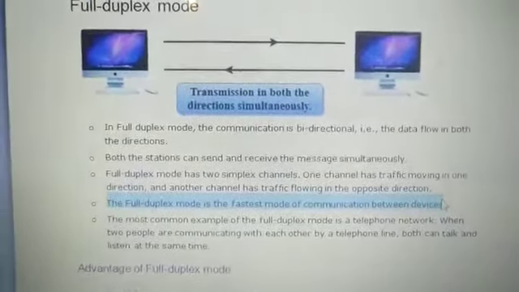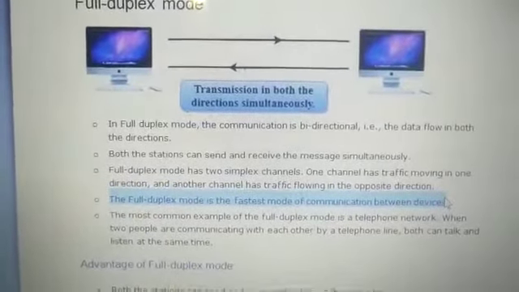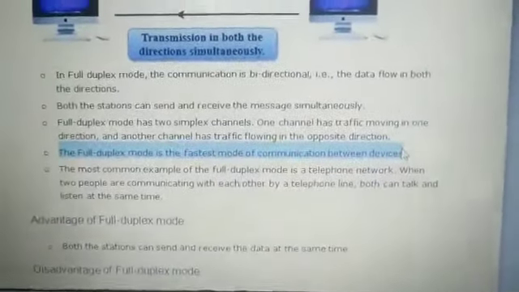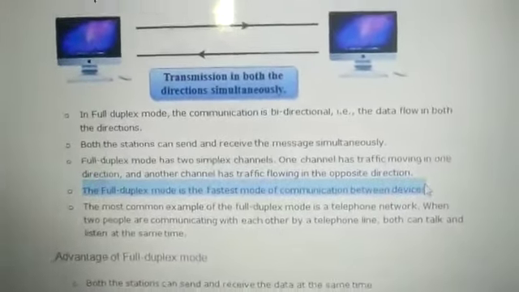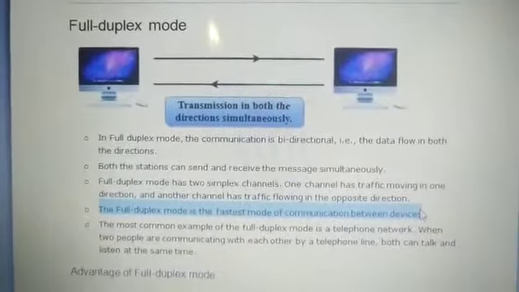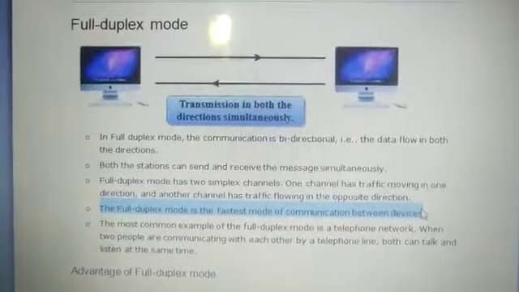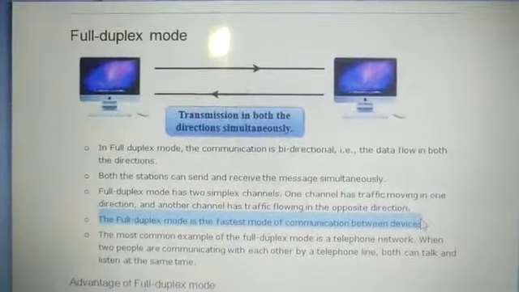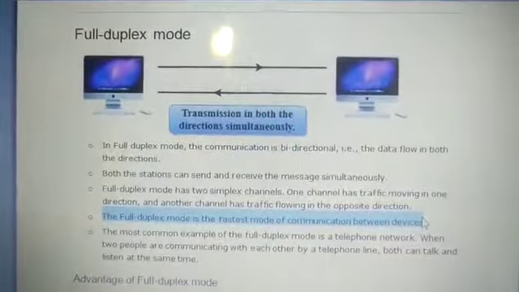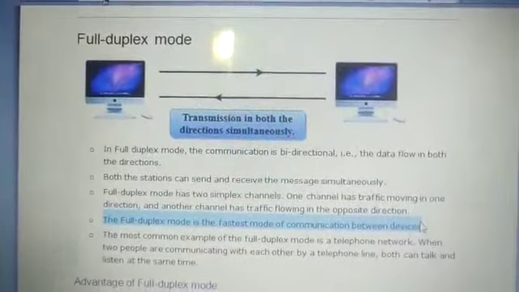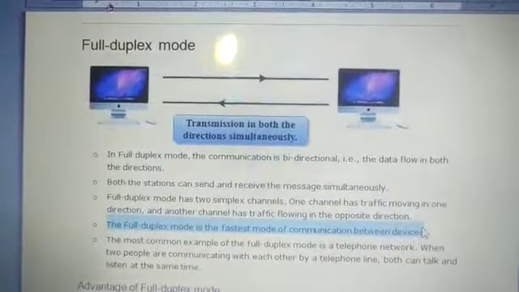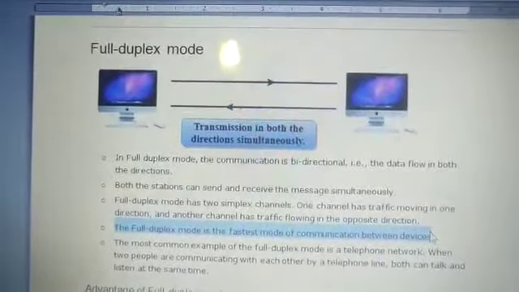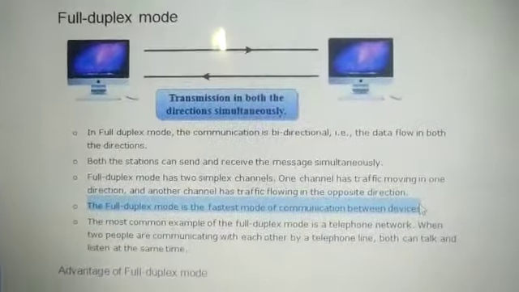The most common example of the full duplex mode is a telephone network. When two people are communicating over a telephone line, both can talk and both can listen at the same time. This is the advantage, or beauty, of full duplex mode. In the half duplex walkie talkie the same feature is there, but it is restricted: one party has to finish the conversation, then the next party will start.